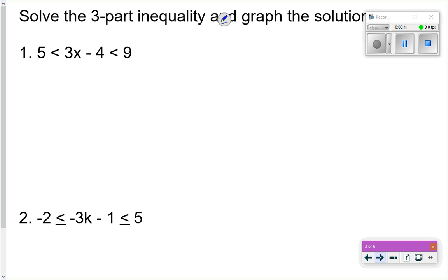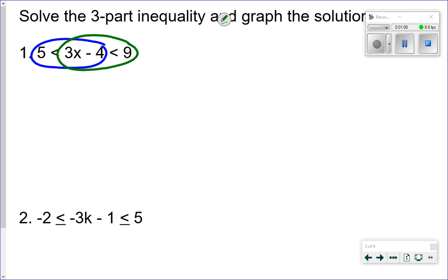Okay, our first example says solve the three-part inequality and graph the solution. So our graphs are going to look the same as last week. They're going to be number lines with my solutions in the middle. So in this number one, these are two different inequalities. For the first one, I've got 5 is less than 3x minus 4. So I'm going to separate that and solve it.